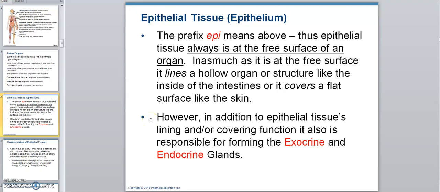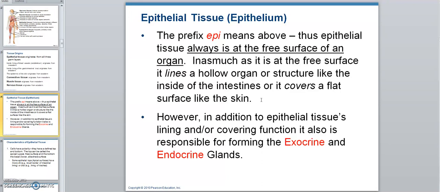All right. Now we're talking about epithelial tissue. Epithelial tissue. Okay? The word epi means above. Thus, as I alluded to, epithelial tissue is always on the free surface. Inasmuch as it's on the free surface, it will either line a hollow organ, like the inside of the intestine or the blood vessels, or it covers, like over the skin.